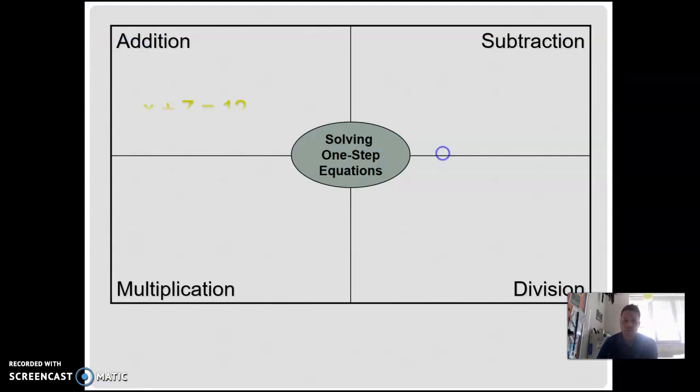So I want you to take out this handout that you have in front of you, and I want you to pause the video and just complete the first two. All right, so now that you've completed the first two, let's take a look. We're going to use inverse operations. So remember, our goal is always to isolate the variable, okay?